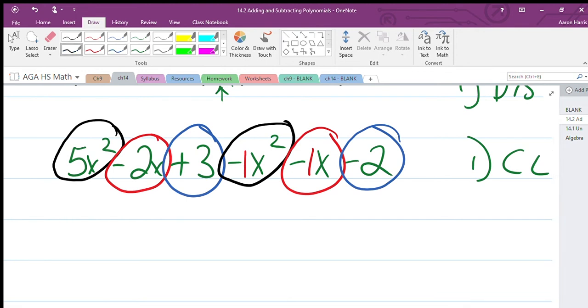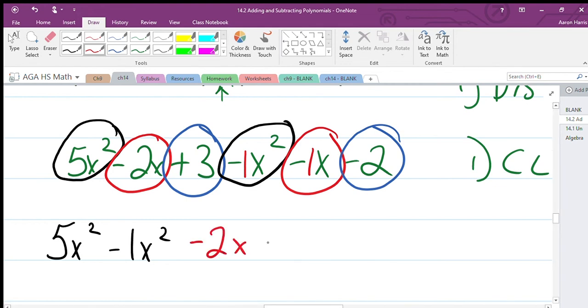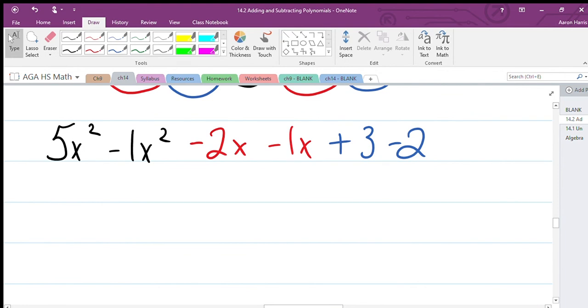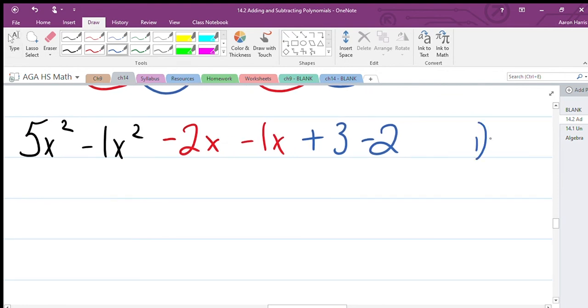Now let's write it out. I have 5x squared minus 1x squared. Done there. Okay, so then I get a negative 2x and a negative 1x. And then I get a positive 3 and a minus 2. Okay, so now you're able to do what? What you do best. Add them up or subtract them.